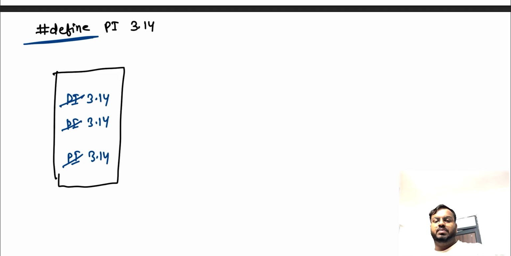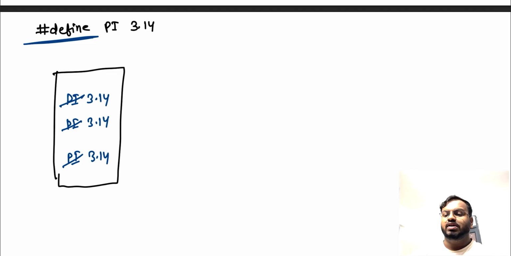Generally in our programming, we are going to see two main preprocessor directives: hash include and hash define. Hash include is used to include the header files or library files, and hash define is used to define constants or macros. I hope this is clear.